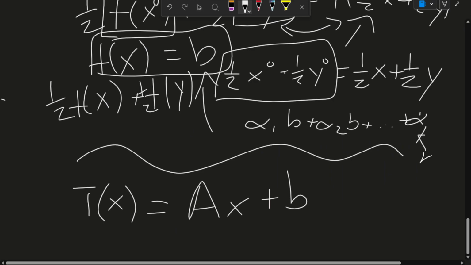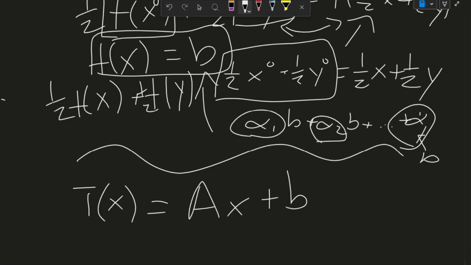Plus alpha k b such that all of these sum to 1. This is just going to be equal to b, right? Because 1/2 b plus 1/2 b is just going to be b. So that's another way of thinking about it. If you take an affine combination of the same vector, you'll get back that vector. Whereas if you take a linear combination of a vector over and over again, you could get a scalar multiple of the vector.